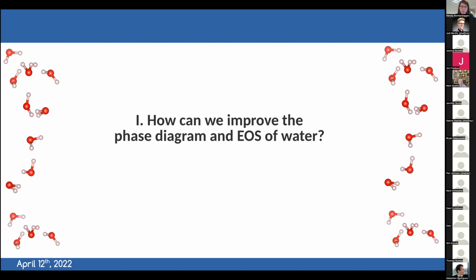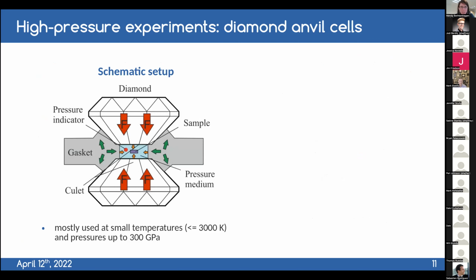Okay, so let's start with water. How can we actually improve? So to start you off a little bit, I just want to quickly talk about high pressure experiments. So one thing we can do are the so-called static experiments, which can be done in diamond anvil cells, which I'm showing here schematically. And basically it's like a tiny press. So you have in the middle your sample, and you usually have a pressure indicator like a ruby, for example, where you can then gauge your pressure. And then you basically just apply some force on the diamond. So you really just mechanically press it.